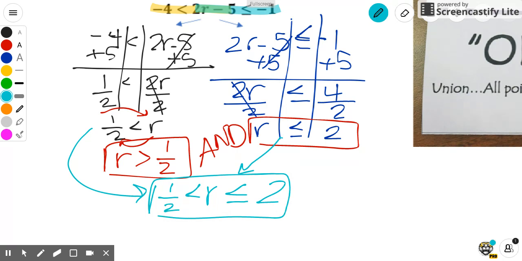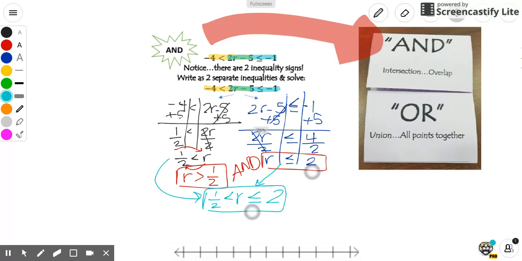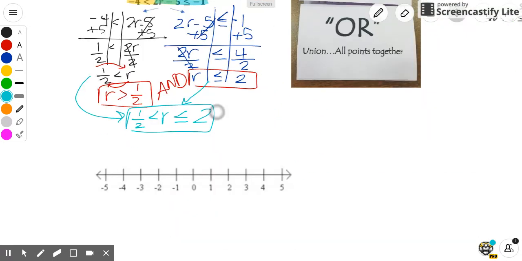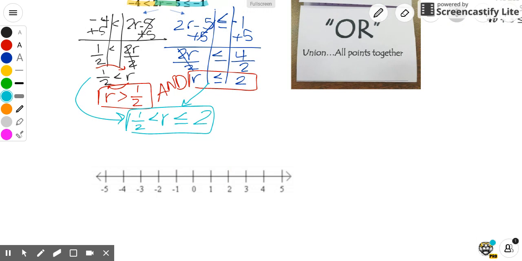When I'm graphing it, I'm going to start by plotting the points that I do have. I know that I have an open dot right here at 1/2. Oh, I'm sorry, 1/2 is not between 1 and 2. It is between 0 and 1. So I have an open dot there, and then I have a closed dot at 2.